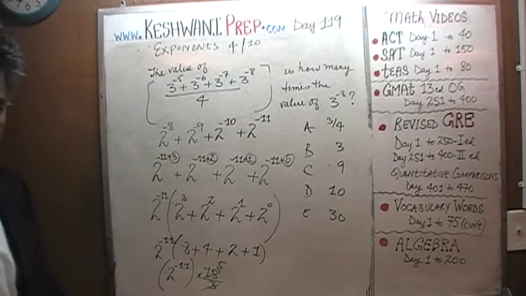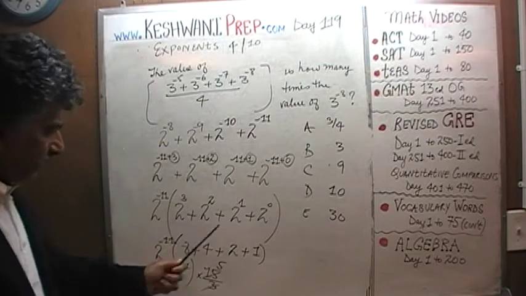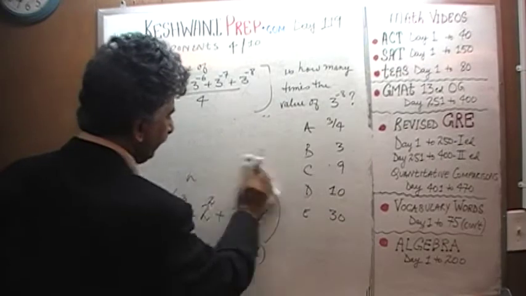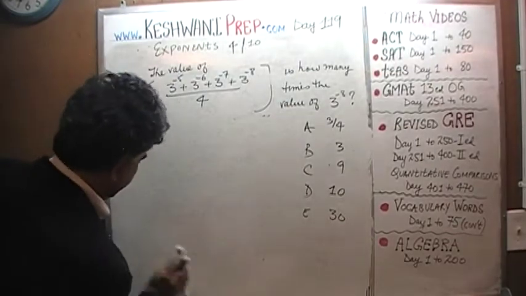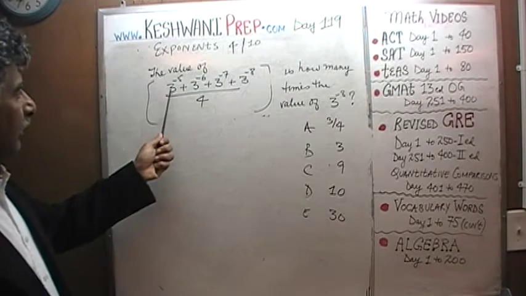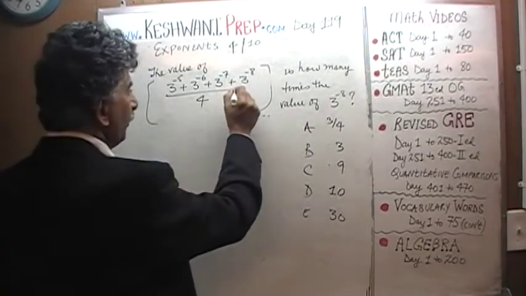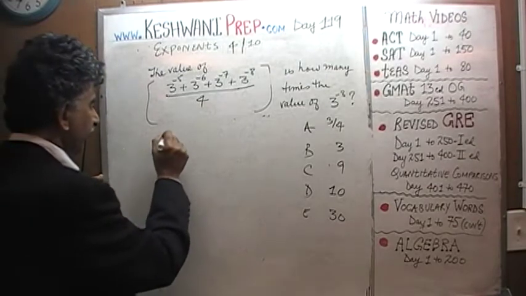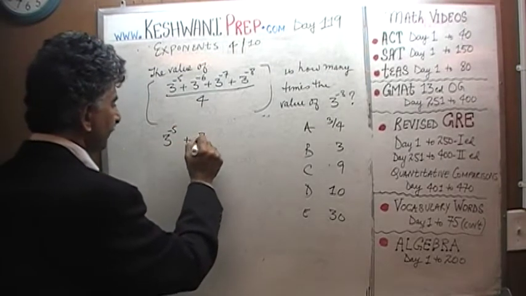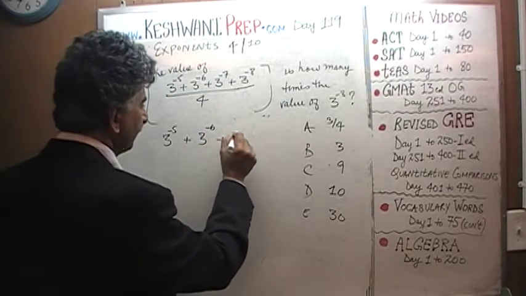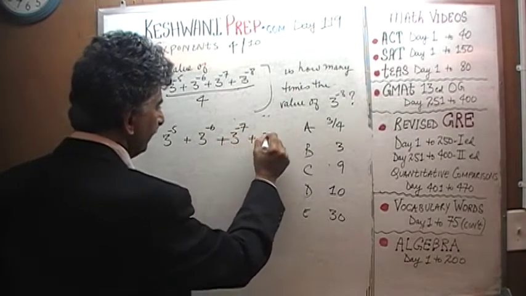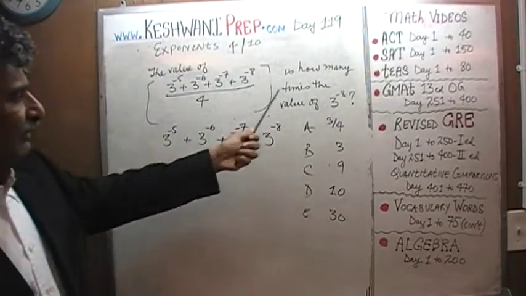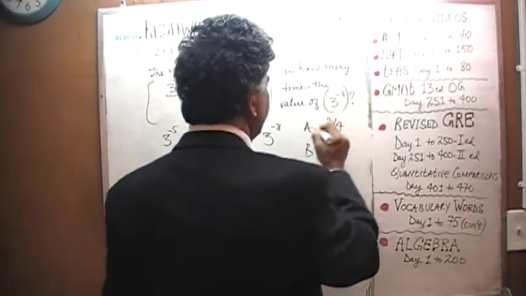Here we go. It's just like before. It's just like yesterday. Nothing is going to change. Exact same method, exact same logic, exact same rationale. So what we're going to do is first worry about the numerator. Don't worry about the 4 at the bottom. We'll pick up the 4 at the very end. So we have 3 raised to negative 5 plus 3 raised to negative 6 plus 3 raised to negative 7 plus 3 raised to negative 8. And the question is, this quantity divided by 4 is how many times 3 raised to negative 8?